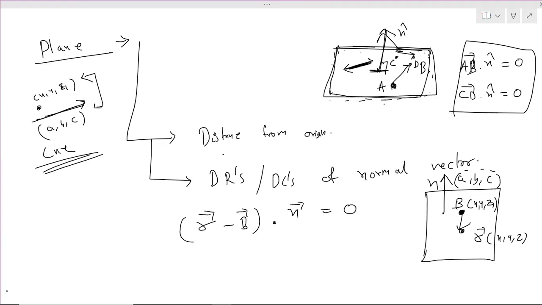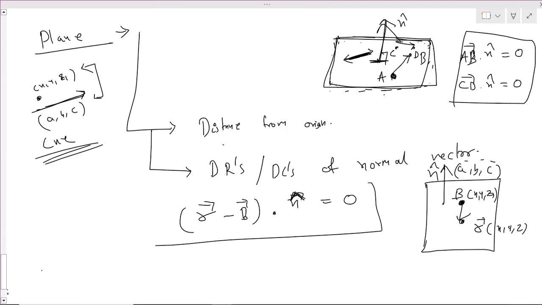Yes or no? Yes, sir. And generally we tend to use n cap here because we need only a direction vector, a unit vector. So this is the equation of plane in vector form. Very simple. If you open this, you will get r dot n cap minus b dot n cap equals 0.